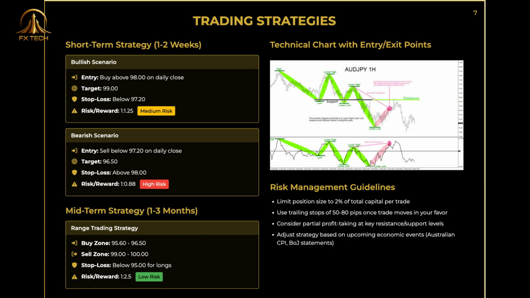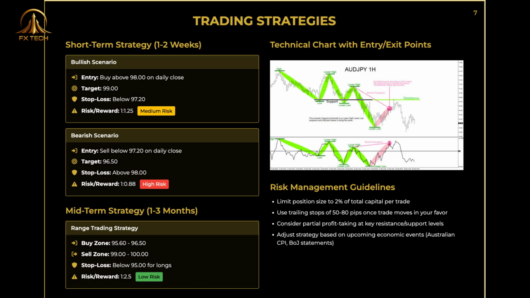For the bearish scenario, which carries a higher probability based on our analysis, we suggest selling below 97.20 on a daily close, targeting 96.50, with a stop loss above 98.00. This presents a less favorable risk-to-reward ratio of 1 to 0.88, making it a higher risk trade, but one that aligns with the current technical and fundamental outlook.